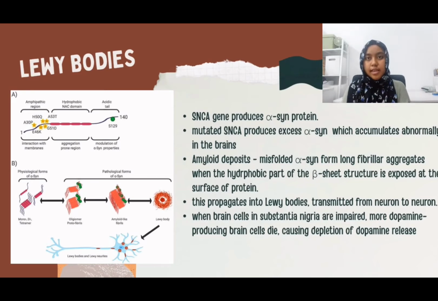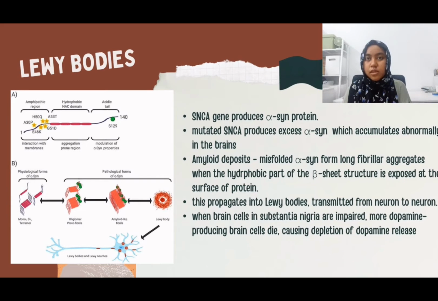The mutated SNCA gene produces excess alpha-synuclein, which accumulates abnormally in the brains of people with Parkinson's disease and is toxic because of the oligomers of alpha-synuclein. This accumulation occurs when the non-amyloid beta component of the protein undergoes a conformational change from a random coil to a beta sheet structure. Misfolded alpha-synuclein caused by mutated genes forms long fibrillar aggregates when the hydrophobic part of the beta sheet structure is exposed at the surface of the protein and interacts with other misfolded alpha-synuclein. This aggregate of proteins is called amyloid deposits, which then propagates into Lewy bodies.